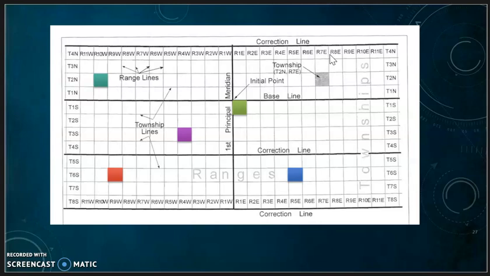So if we were to use this one as an example, this township is township 2 north, range 7 east. So here's that 2 north and range 7 east. If we were to look at this square here, we have township 2 north and range 10 west. If we were to look at this one, we have township 3 south, range 4 west, and so on with the other colors.